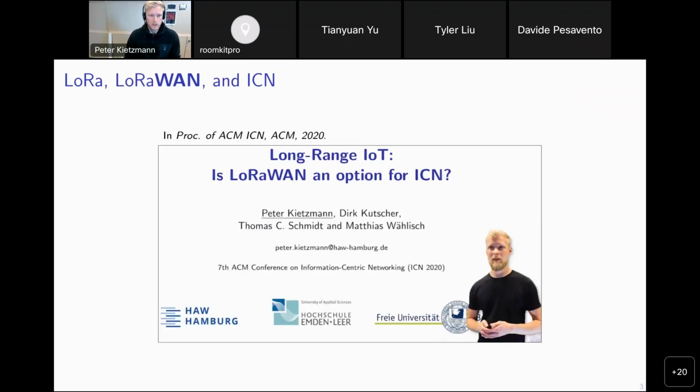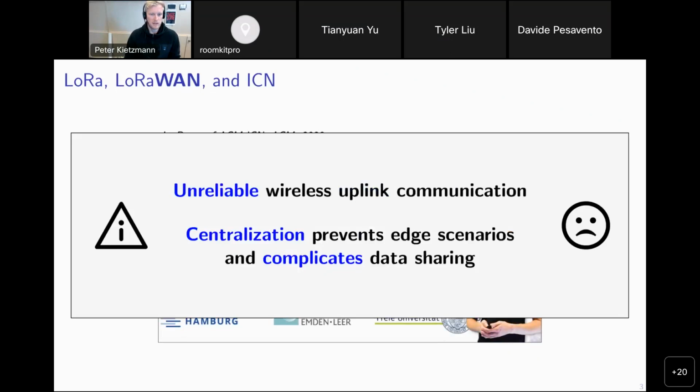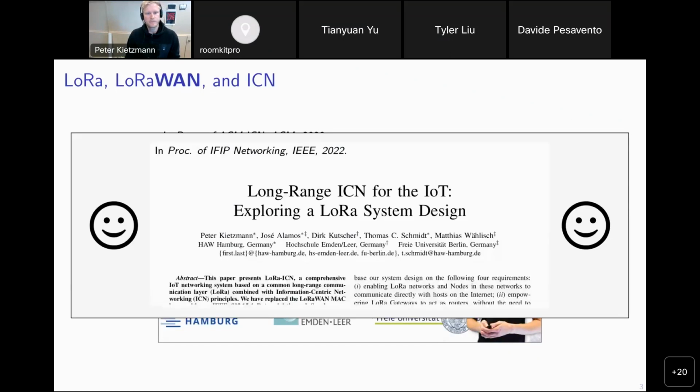At the ICN Conference 2020, I have already presented our poster that raised the question whether LoRaWAN is an option for ICN. The short answer is no. In a nutshell, the unreliable uplink communication in LoRaWAN leads to wireless interference, and more severely, centralization around the network server complicates data sharing. To overcome the LoRaWAN limitations, we have proposed and simulated a system redesign in our previous paper.